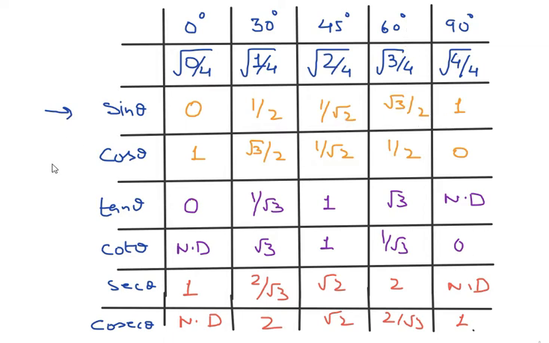To get the values of trigonometric ratio cos, we will write the reverse order of sine. Write 1, under root 3 upon 2. So cos 0 will be 1. Cos 30 is under root 3 upon 2. Cos 45, 1 upon under root 2. Cos 60 is 1 upon 2 and cos 90 is 0.